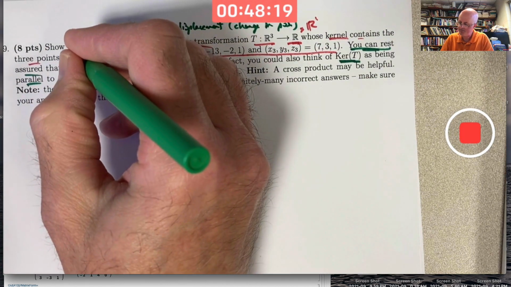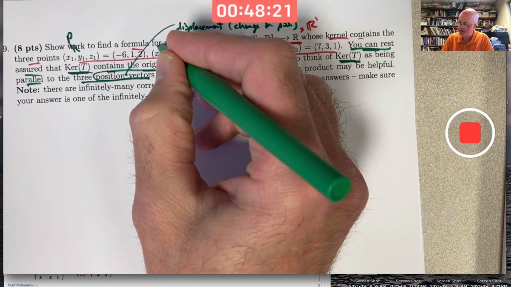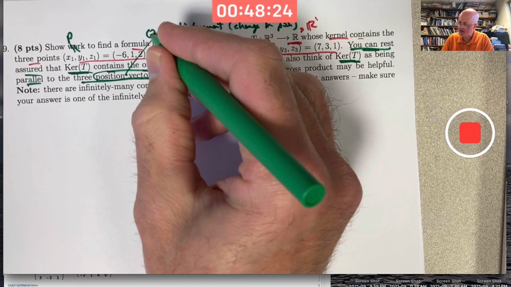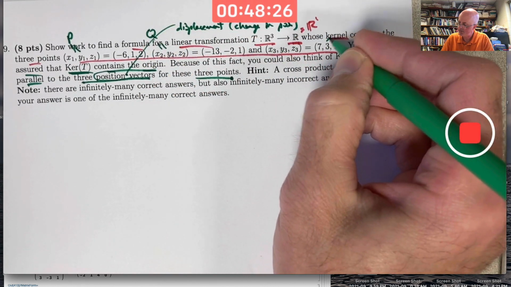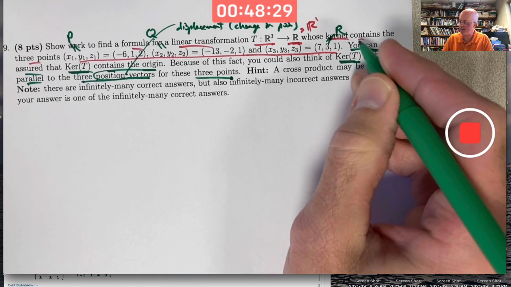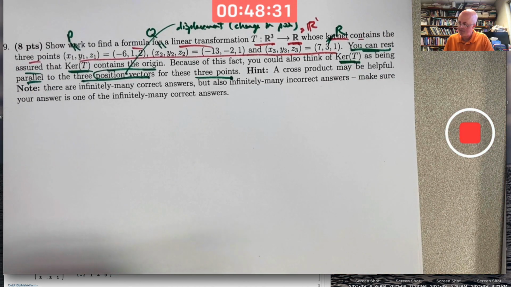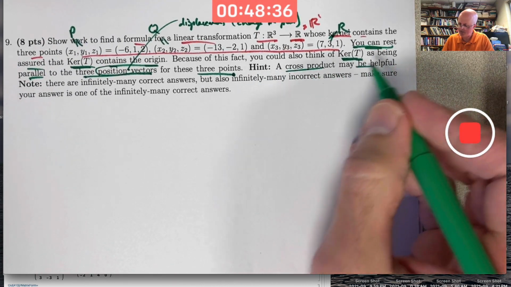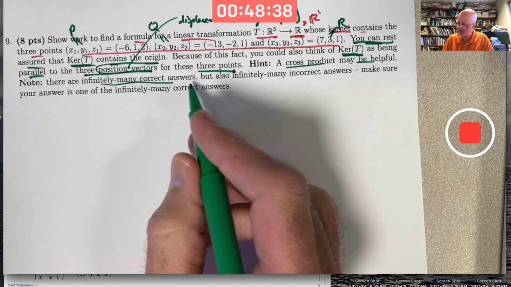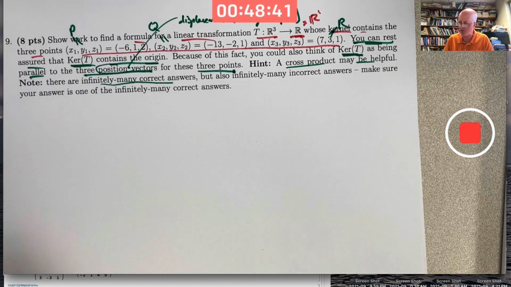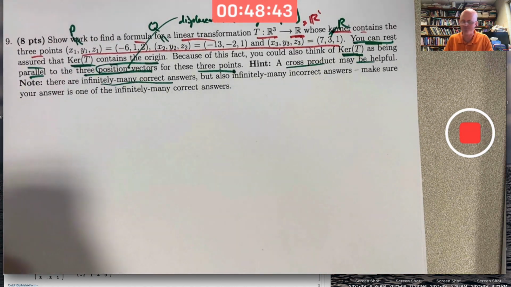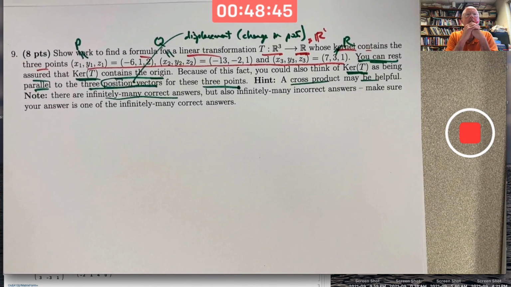Let me give these points names. I'll call them P, Q, and R. That's not Euclidean space. Sounds weird, sounds difficult. Hint, a cross product may be helpful, and there are infinitely many correct answers, but also infinitely many incorrect answers. Make sure yours is one of the infinitely many correct ones. What in the world here? I'm saying these points go through the origin. I want the plane that contains them to be the kernel of the linear transformation.